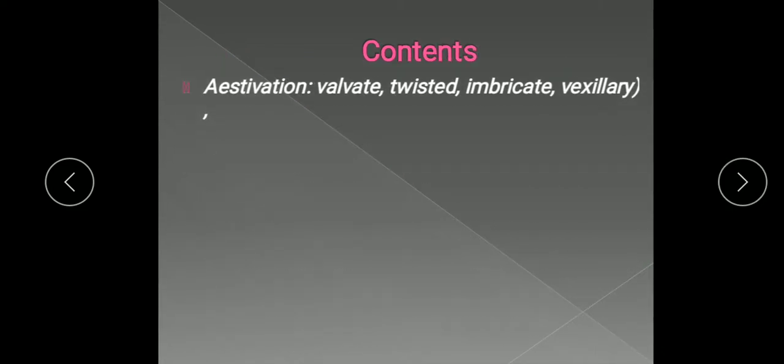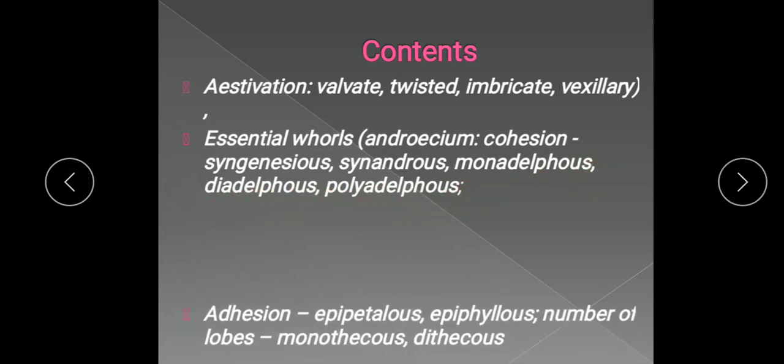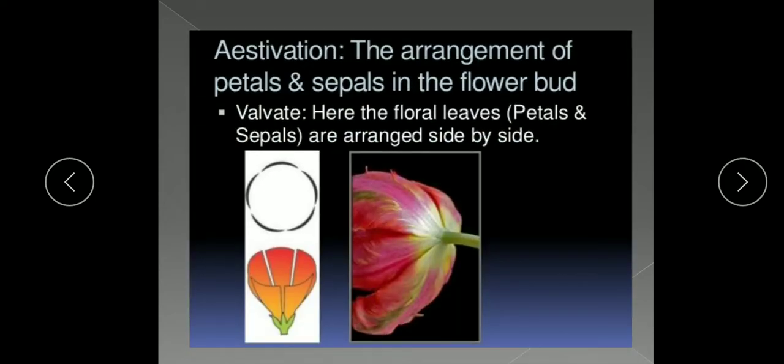Good morning, children. Today we are going to study the next part of Unit 2, that is morphology of flowering plants. So, what are the topics involved today? Estivation, types of estivation: valvate, twisted, imbricate, vexillary. Essential whorls, androecium, and the cohesion in the androecium and all these conditions: syngenesious, synandrous, monadelphous, diadelphous, polyadelphous. Then the adhesion in the stamens, that is epipetalous, epiphyllous, number of lobes in the anther, and two conditions are here, monothecous, dithecous. So we will start with the estivation.